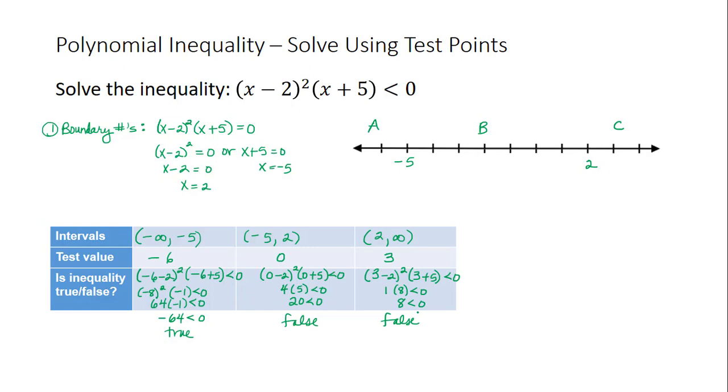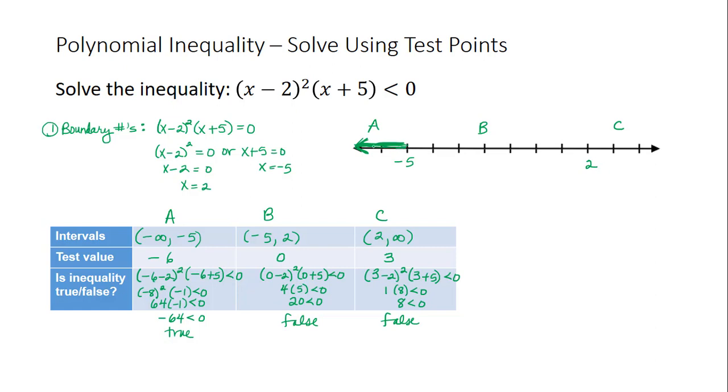And so what we learned from this is that the only region that satisfied this inequality is this first region A, which is from negative infinity to negative 5. So on a number line, we're going to shade the portion that corresponds to that to represent our solution set.